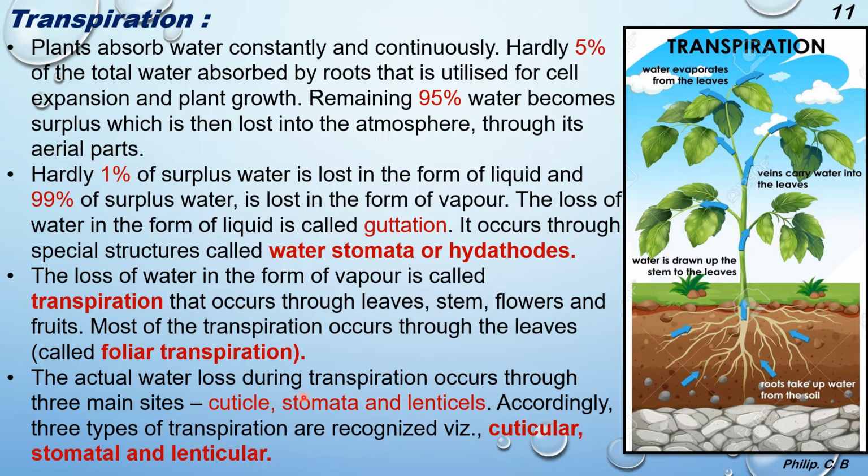The actual water loss during transpiration occurs through three main sites. So there are three main regions through which transpiration takes place. Mainly, as we learned, there is the leaf region, but the three parts are the cuticle, stomata and lenticels. Accordingly, three types of transpiration are recognized. So based on which we are learning three types: one is cuticular, second stomatal and third lenticular, which we will be learning in the next slide.